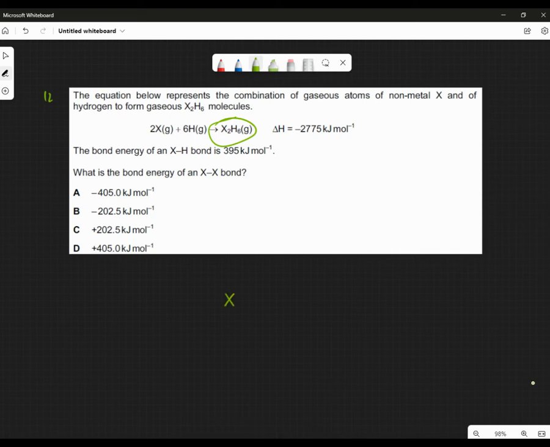Let's have a look. X, there's H, H, H, H, and H, and H. So we're making these bonds, okay? And there's a mystery amount there, but we know how much they all add up to. This is how I do it. I always draw them so I can tick the bonds off. 1, 2, 3, 4, 5, 6. So we're making 6 of these. 6 times 395.